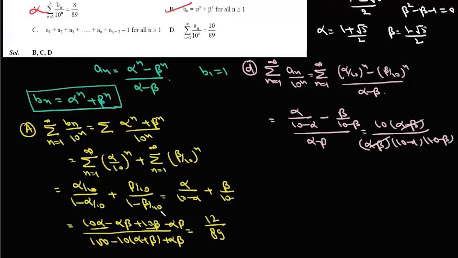Now we have already solved this, (10 minus alpha) into (10 minus beta), so this value is nothing but 89. So this value will be 10 by 89. That means this option D is correct.